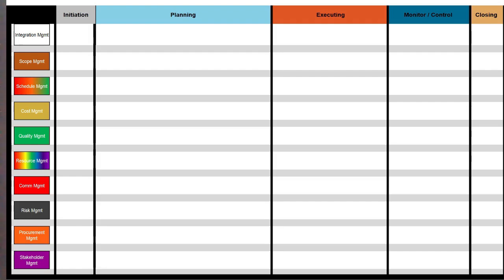Right, so expanding upon that, now let's talk about how shall we remember and recall the 49 process areas. So this might be going through storytelling, right? So let's go through this. But first of all, remember the 5 life cycles and the 10 knowledge areas.